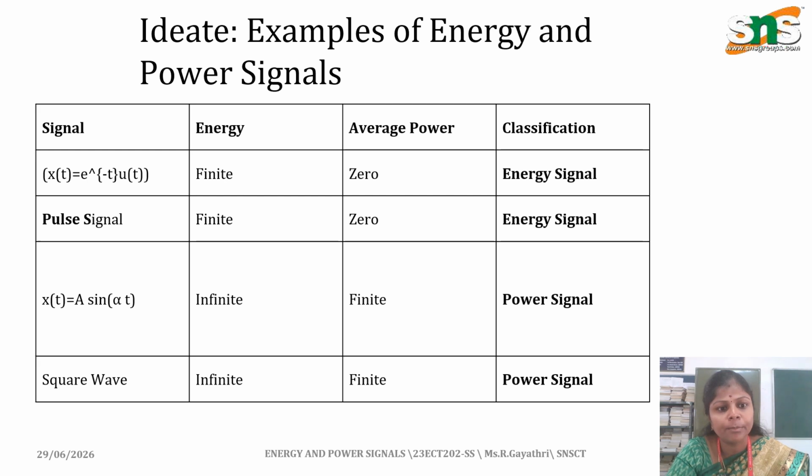We also know that the rectangular pulse signal has finite energy, so it is an energy signal. And calculating for x of t equal to A sine alpha t, the signal is infinite in duration and the power, when calculated, is finite. So the signal is a power signal. When we consider the square signal, the energy will be infinite and the power will be finite, so the given signal is a power signal.